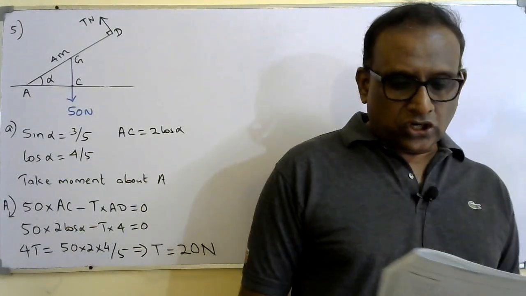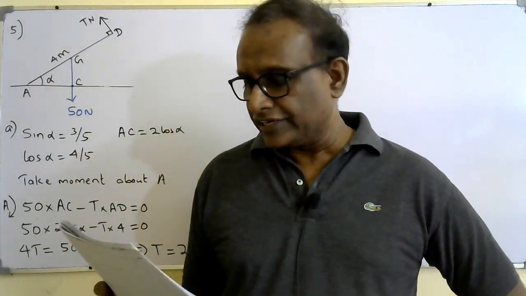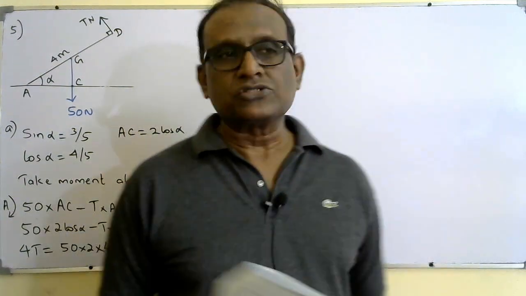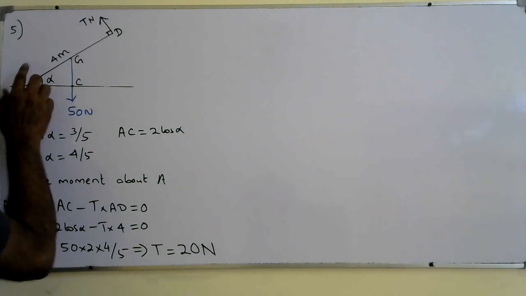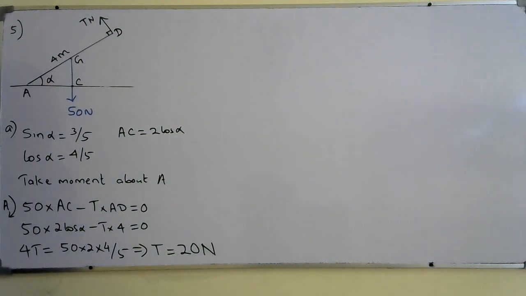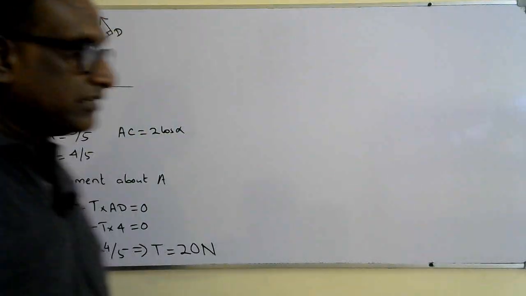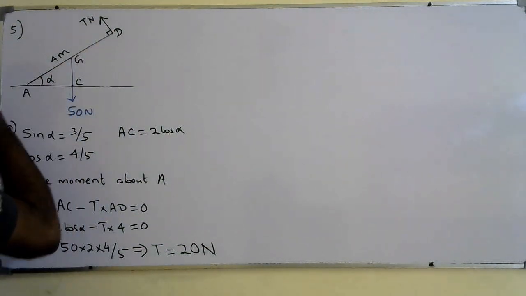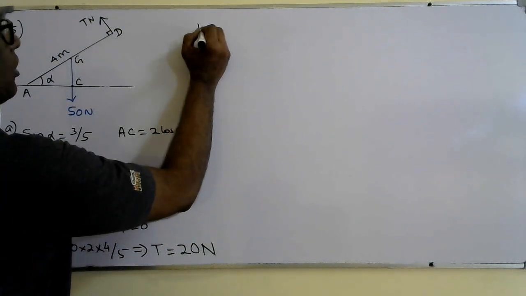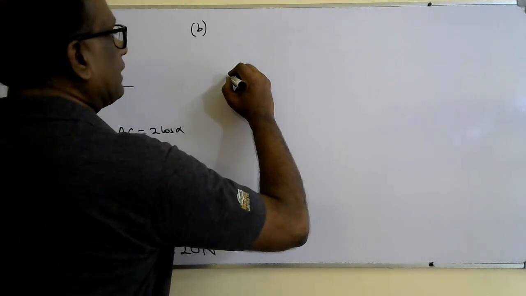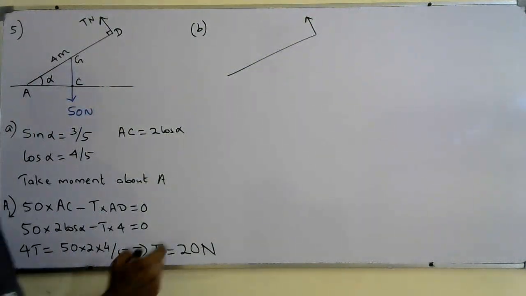Okay, so now the B part. Given also that the rod is in limiting equilibrium, find the value of the coefficient of friction between the rod and the ground. Now, the rod touching the point A will try to slip to the left. So the friction will be acting towards the right. For the B part, if I draw the forces acting on the rod AB again, the tension is acting there already. The same tension will act, which is 20 Newton.